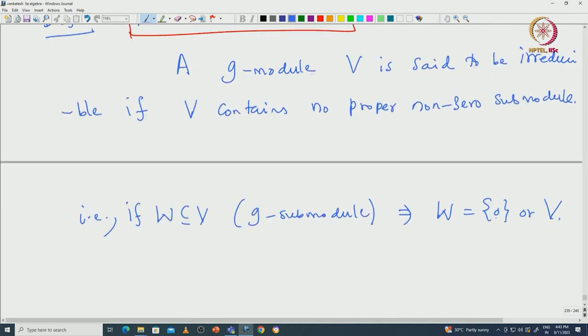0 being a subspace, one can easily check it is a submodule. V to begin with is a module, so it is also a submodule. Both are called trivial submodules. So in some sense V does not contain any non-trivial submodule.